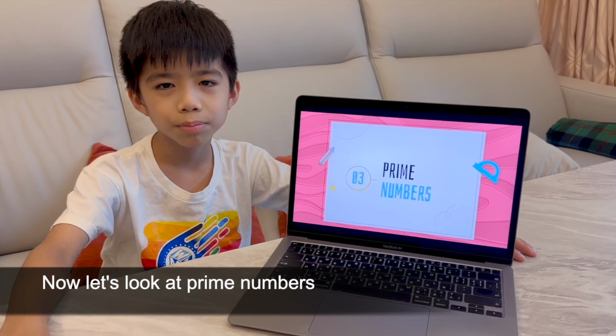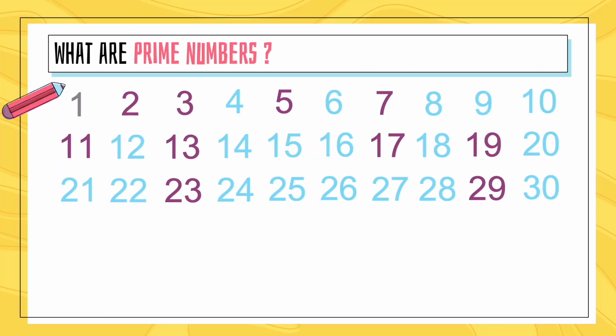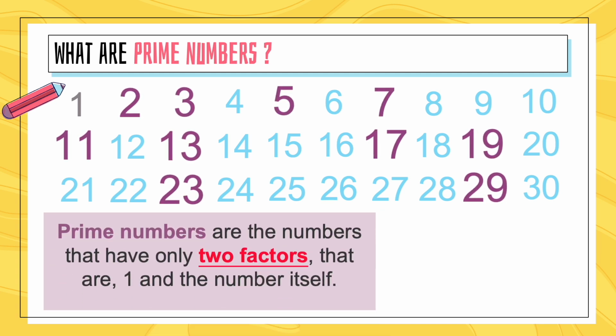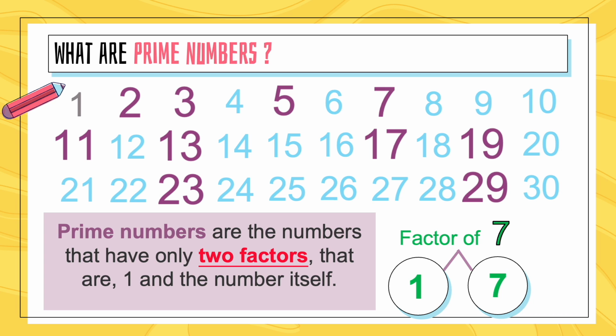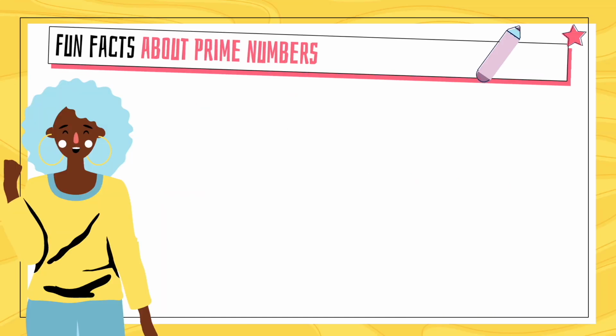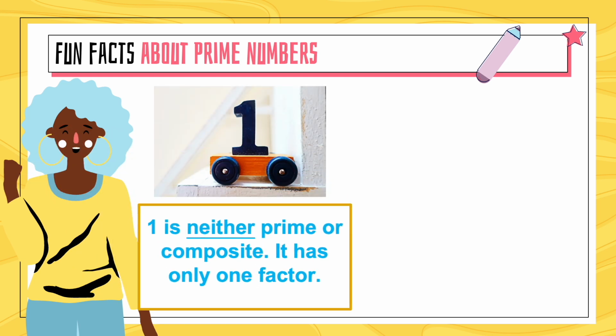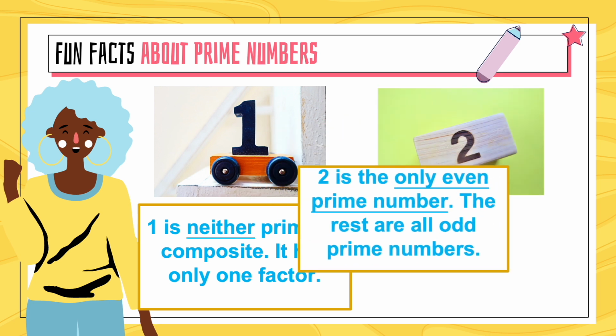Now let's look at prime numbers. What are prime numbers? Prime numbers are the numbers that have only two factors, one and the number itself. For example, the factors of 7 are 1 and 7, so 7 is a prime number. If a number has more than two factors, it's called a composite number. Let's look at some fun facts about prime numbers. Is 1 a prime number? No, 1 has only one factor, so it's not a prime or composite.